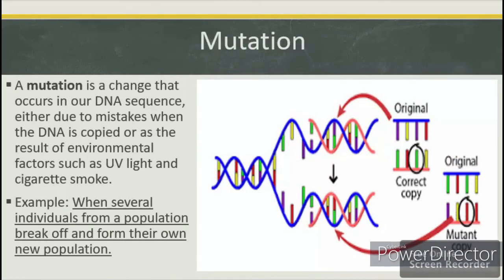So for the last one, we have mutation. Basically, mutation is a change that occurs in our DNA sequence, which is the deoxyribonucleic acid, either due to mistakes when the DNA is copied or as a result of environmental factors such as UV light and cigarette smoke. A good example for this is when several individuals from a population break off and form their own new population. So there you have it.